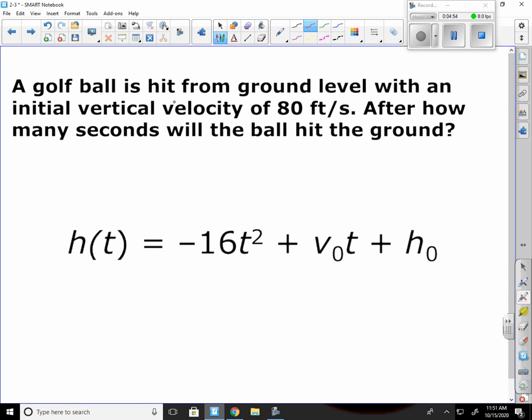A golf ball is hit from ground level with an initial vertical velocity of 80 feet per second. After how many seconds will the ball hit the ground? When I look at this one, my initial velocity is 80. So that goes in for v naught. So it's negative 16t squared plus 80t.